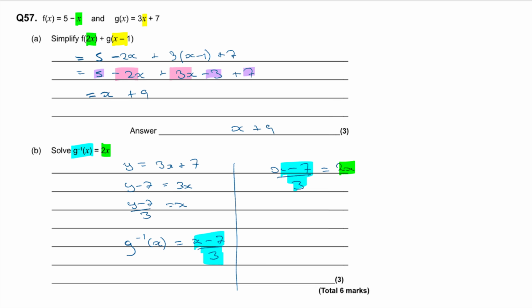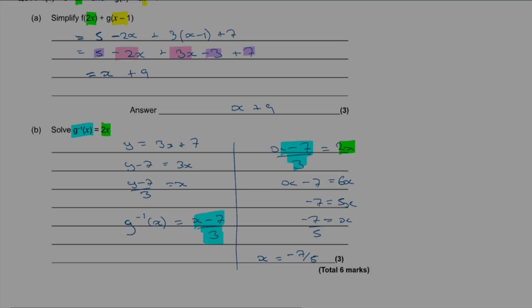So rearranging that, multiplying everything through by 3, I'm going to get x minus 7 is equal to 6x. Taking x away from both sides, I'm going to get 5x is equal to minus 7. Dividing through by 5, I'm going to get x is minus 7 over 5. So that's my answer, isn't it? x equals minus 7 over 5. Oh my days, I am done.